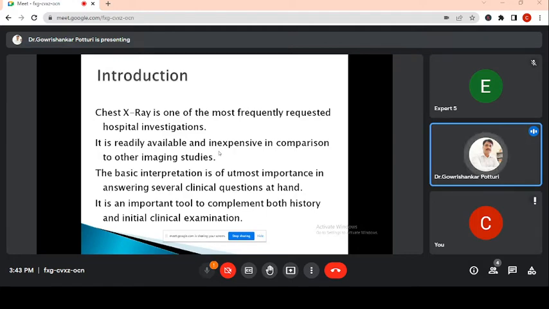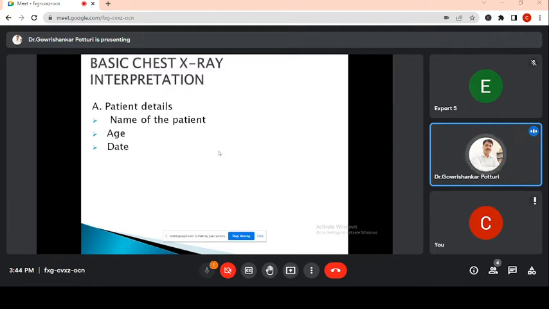The basic interpretation is of utmost importance in answering several clinical questions at hand. It is an important tool to complement both history and initial clinical examination. Basic chest X-ray interpretation: when you take a chest X-ray, on the top you will have the name of the patient, age, and date on which the X-ray has been taken.